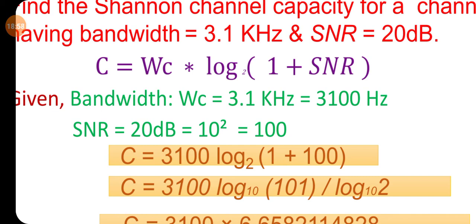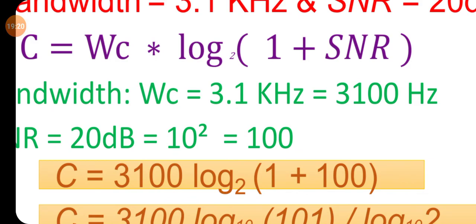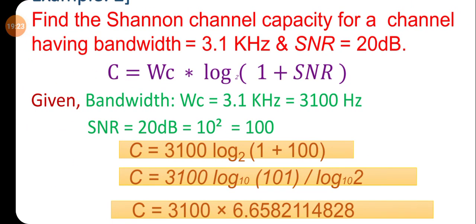The next point given in the problem is SNR, signal to noise ratio. So the signal to noise ratio is 20 decibels. 20 decibels means, as I have already told you how to calculate with the power of 10, 20 decibels is always equal to 10 raised to 2, and that is nothing but 100. 10 raised to 2 means 100. So with these 2 points, it is clear that the bandwidth of the channel is 3100 Hz and the signal to noise ratio is 100. Clear? So put these two values in the formula.